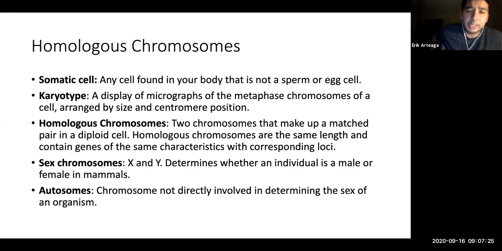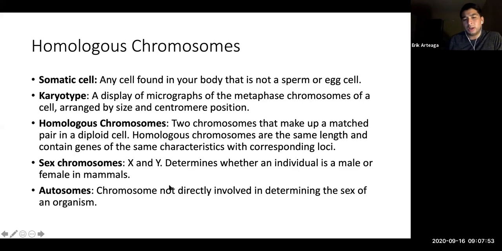A karyotype is a display of micrographs of the metaphase chromosomes of a cell arranged by size and centromere position. Okay, and we'll see a karyotype in a little bit. Homologous chromosomes are two chromosomes that make up a matched pair in a diploid cell, right? Homologous chromosomes are the same length and contain genes of the same characteristics with corresponding loci. And a locus just means location, okay?